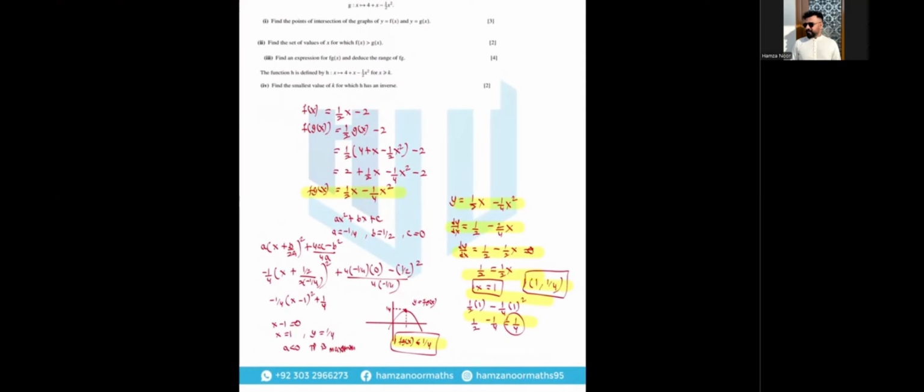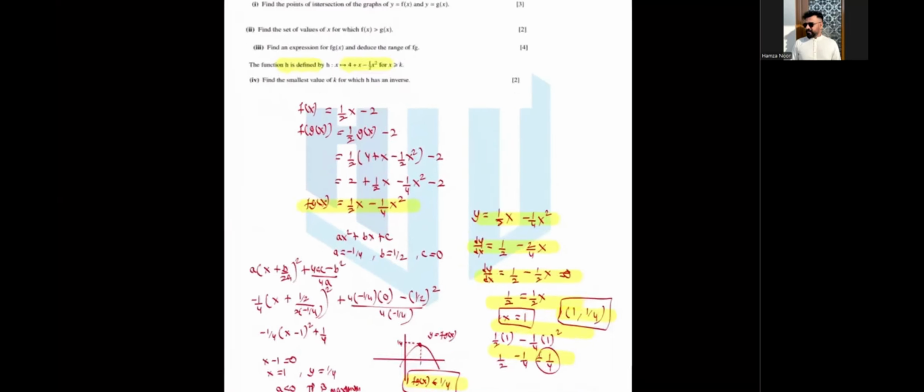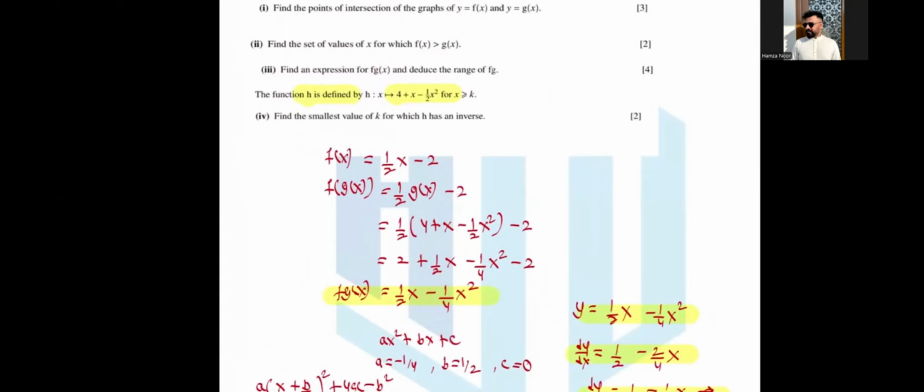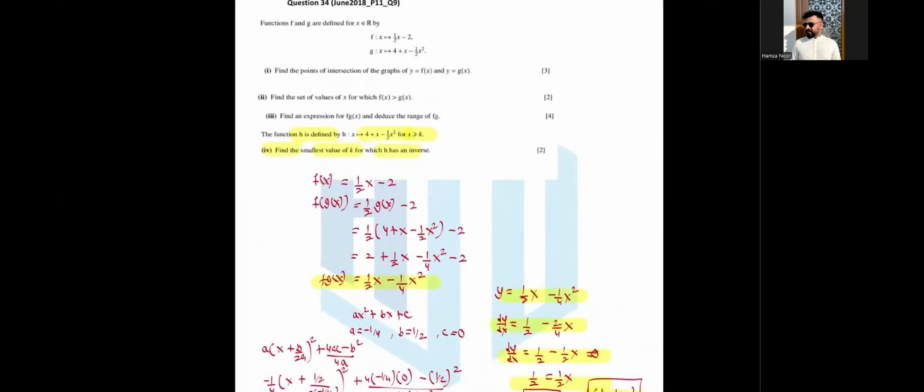All right, so now let's move on to part 4. Part 4 says that the function h is defined by h(x) equals 4 plus x minus half x squared for the domain x greater than or equal to k. Find the smallest value of k for which h has an inverse. In these types of questions, the domain of the quadratic graph is restricted from the x coordinate of the turning point. So we are going to convert this expanded form of the h(x) function into a completing square form, and identify the x coordinate of the turning point of the quadratic graph.